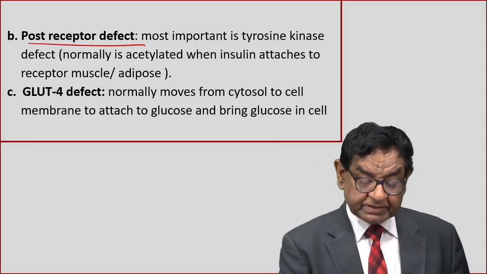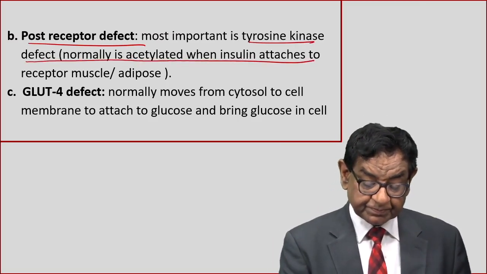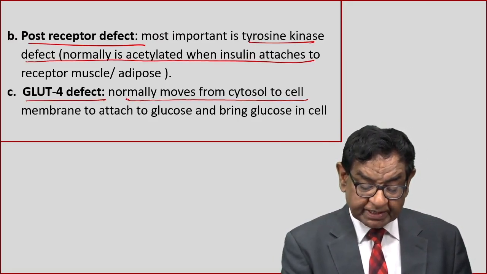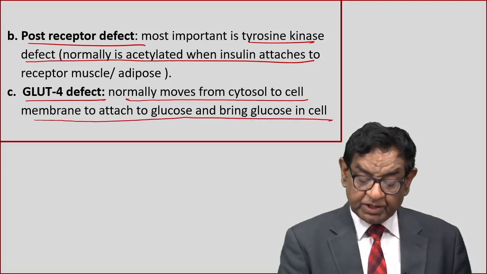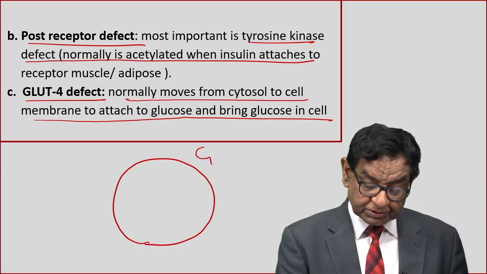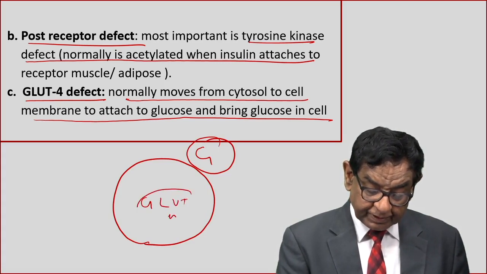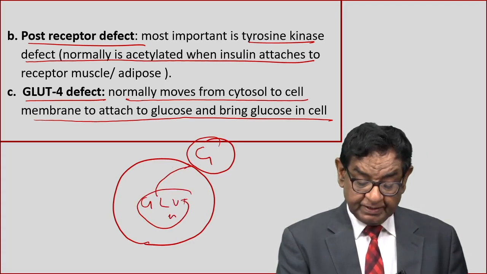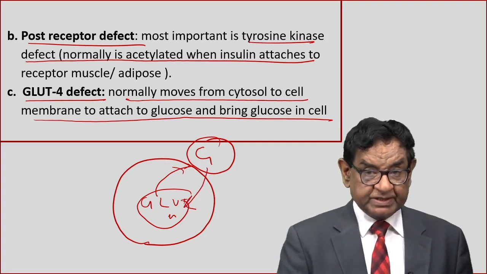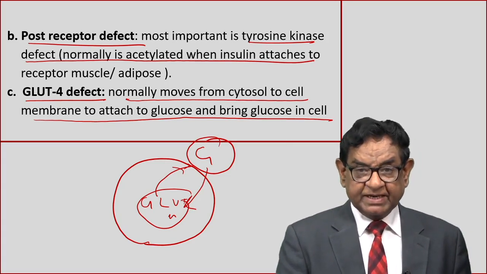And post-receptor defect is due to tyrosine kinase defect, and GLUT4 defect. Normally GLUT4 moves from the cytoplasm to the cell membrane to attach to glucose and bring glucose into the cell. This is the cell, this is glucose and this is GLUT4. This goes to the membrane and brings sugar into the cell. But this movement is defective, GLUT4 is defective. So there are three different ways why hyperglycemia occurs in type 2 diabetes.